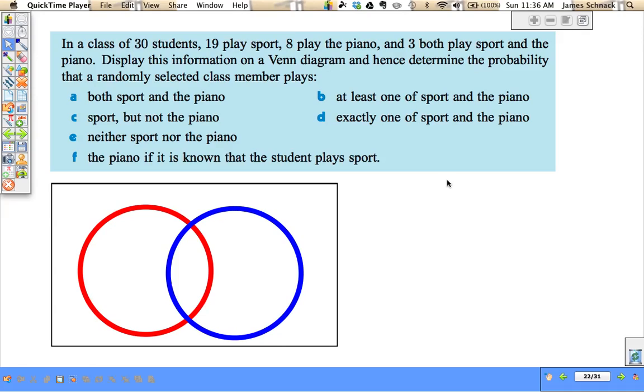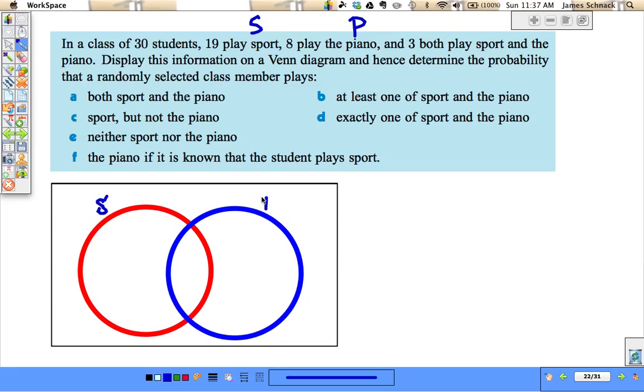So you should be able to do this, and I want you to pause the video and simply fill in the Venn diagrams. And we'll call S for sport and P for piano. So the red Venn diagram, the red circle will be S, the blue one will be P. Here's our universal set, this box. So pause the video, fill in the circles.